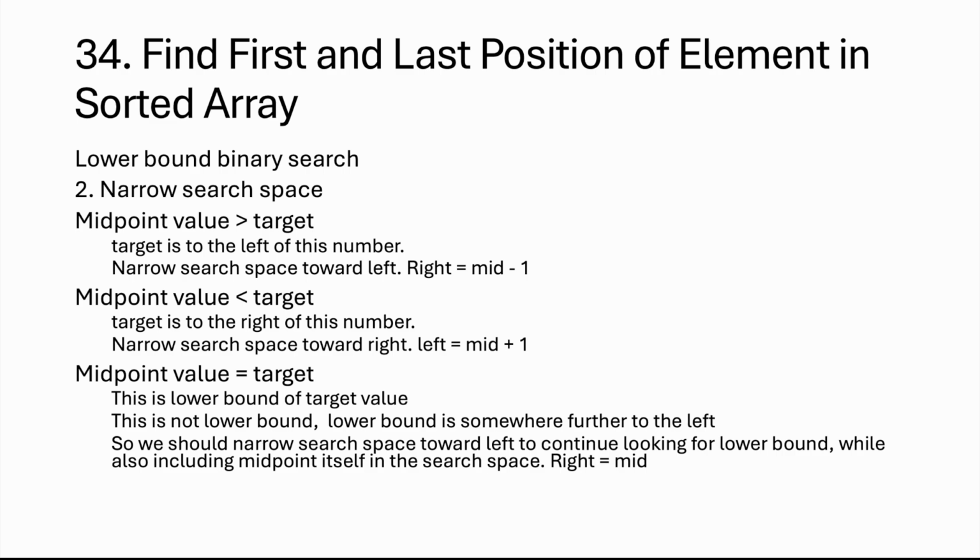If midpoint value is equal to target, then there are two possibilities. 1. This is lower bound of target value. 2. This is not lower bound. Lower bound is somewhere further to the left. So we should narrow search space toward left to continue looking for lower bound, while also including midpoint itself in the search space. Right equals to mid.